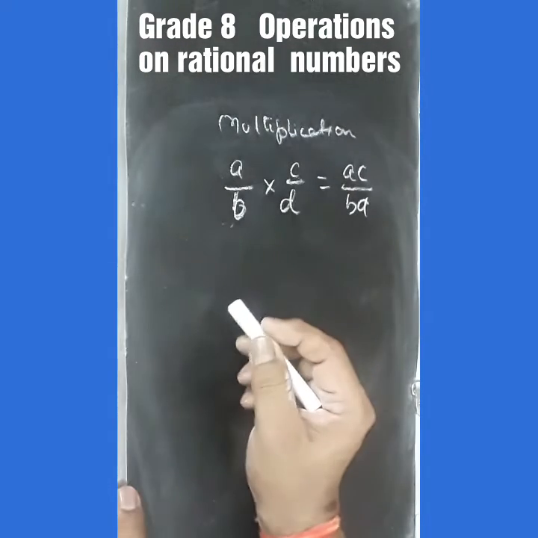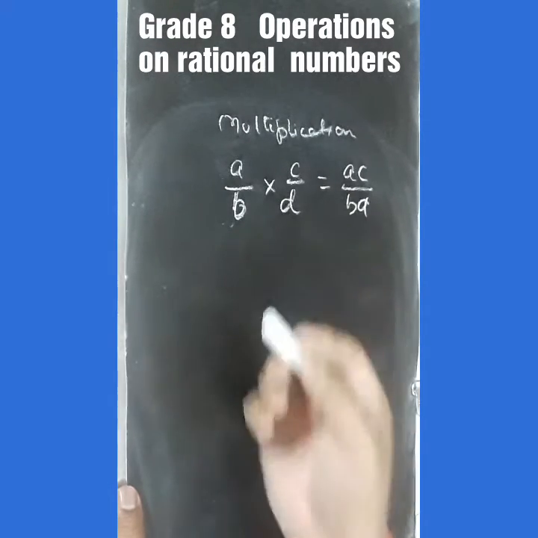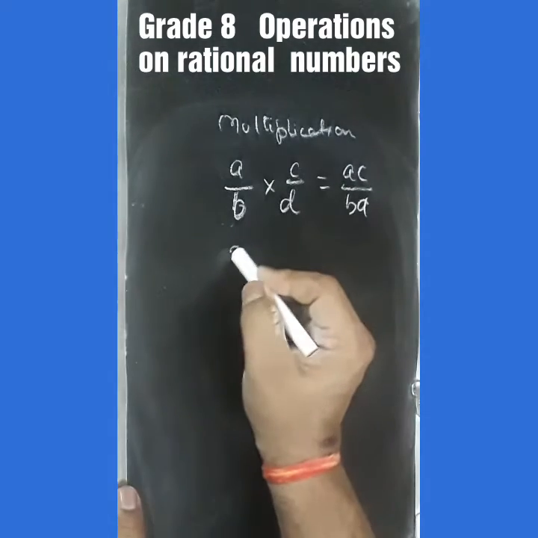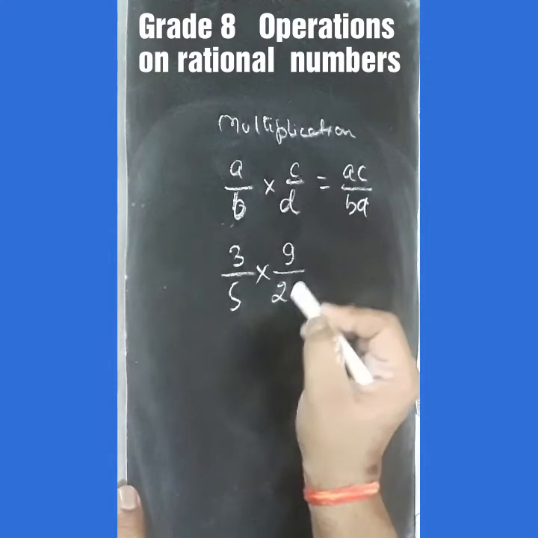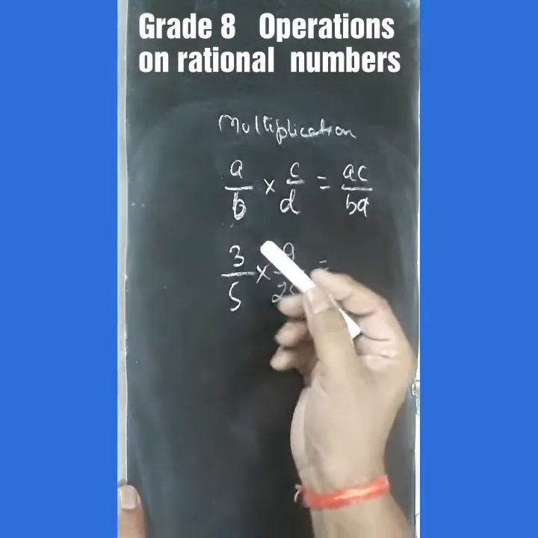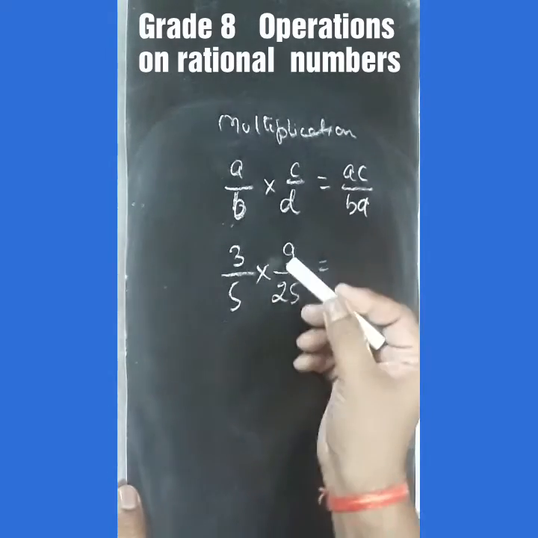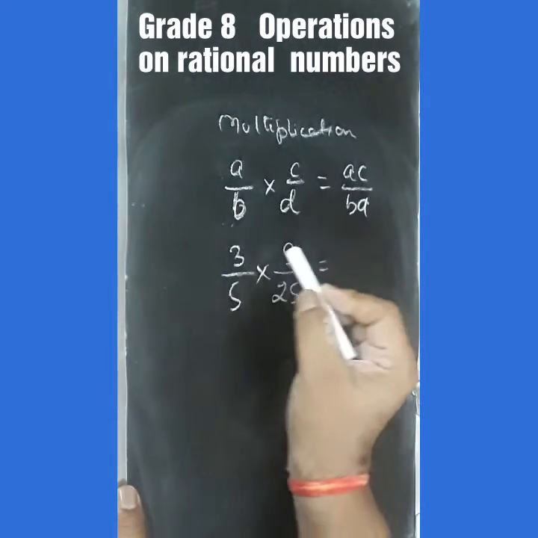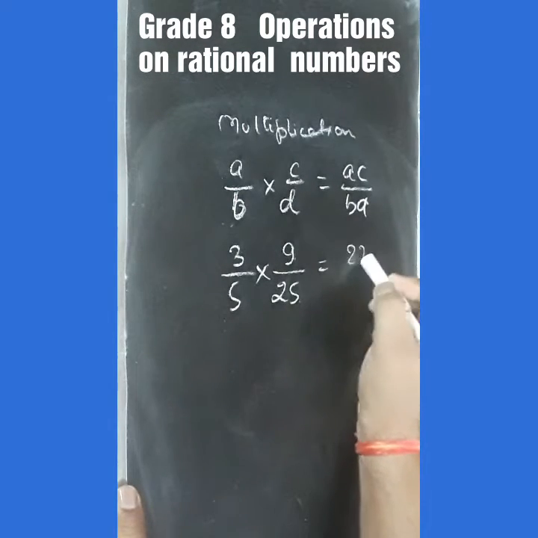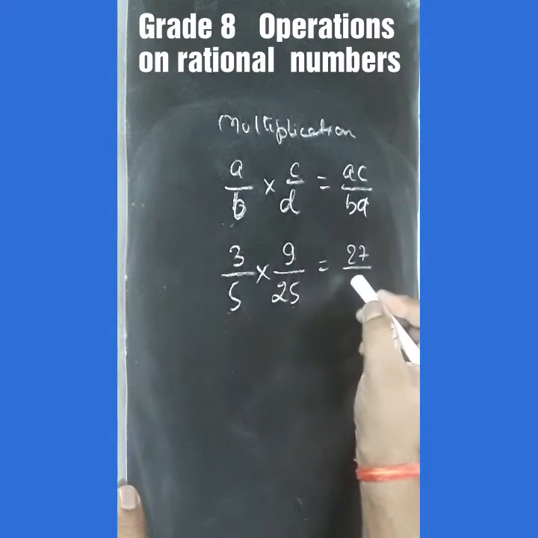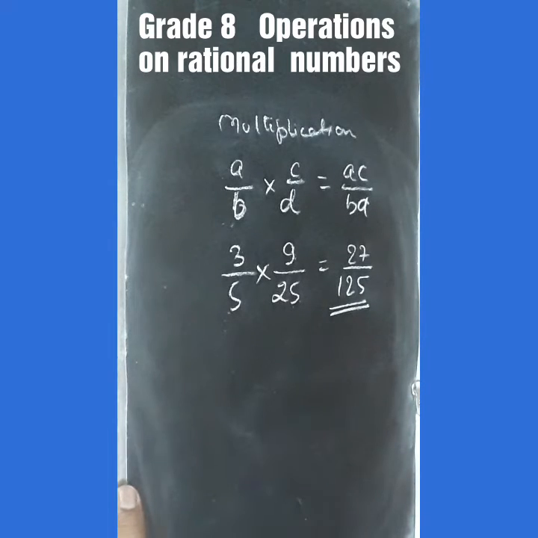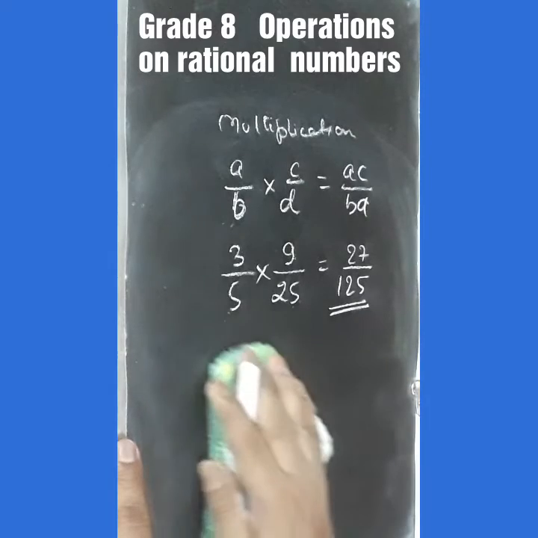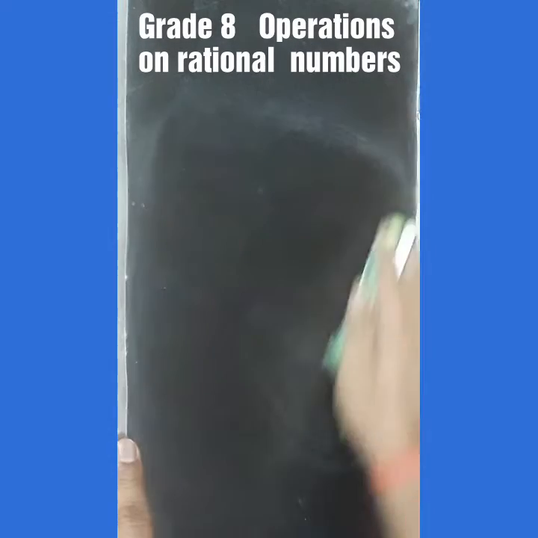Now we are going to take one or two examples. Suppose we have to multiply 3 by 5 by 9 upon 25. Here we cannot cancel, so we are going to multiply the numerators, 9 3s are 27, and the denominators, 5 times 25, we will get 125. One thing is very important to note here: we don't have to take the LCM in the case of multiplication and division of rational numbers. Now we are going to take another example.